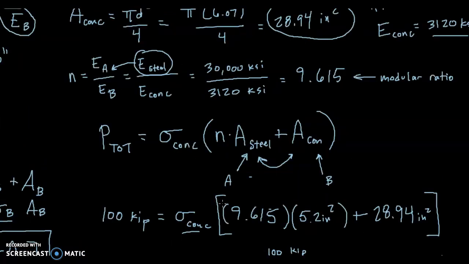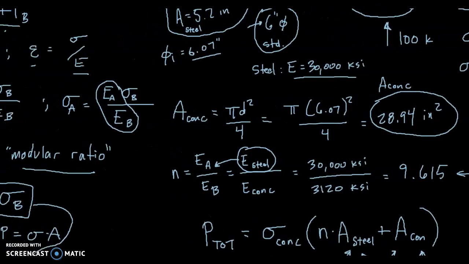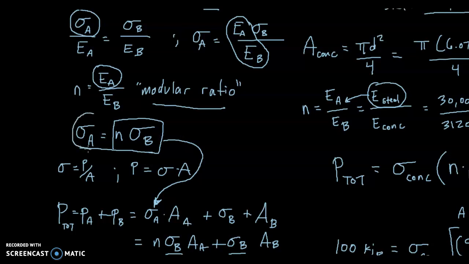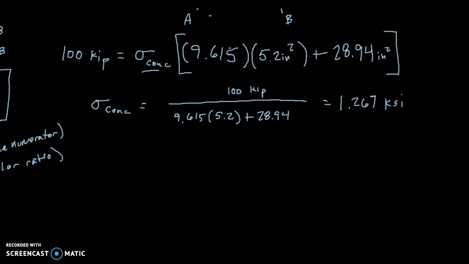Now if I want to find the stress in the steel, I need to find that formula. The stress in material A is equal to the modular ratio times the stress in material B. So we had found that out earlier when we derived our formula. And so the stress in material A, which is the steel, is equal to the modular ratio times the stress in material B, which is the concrete.